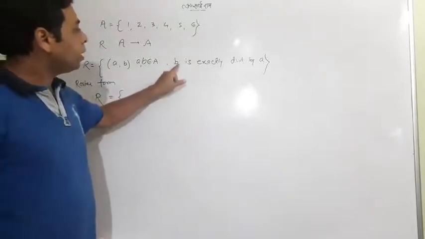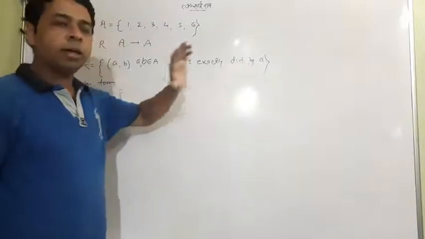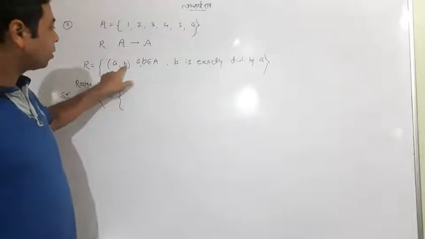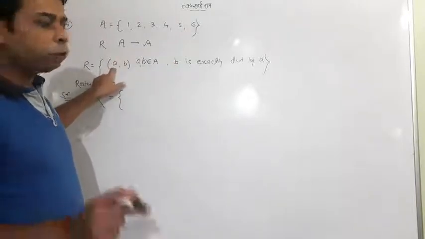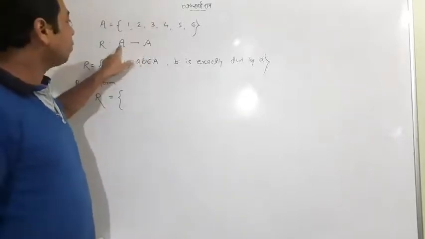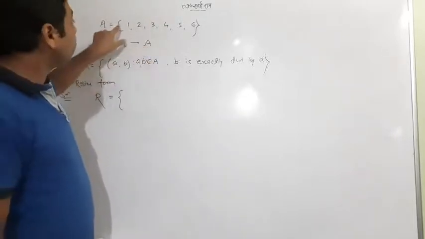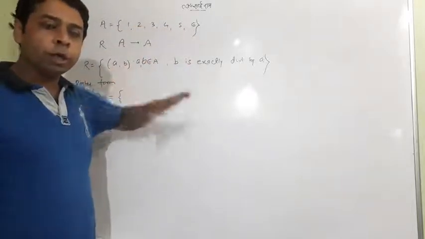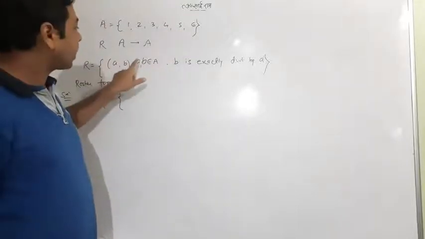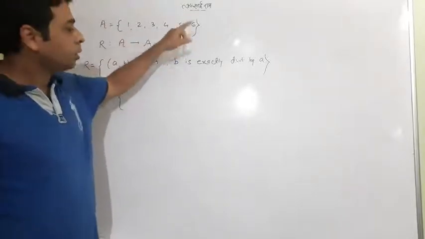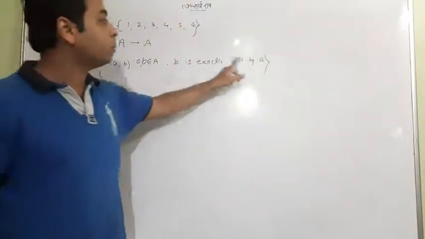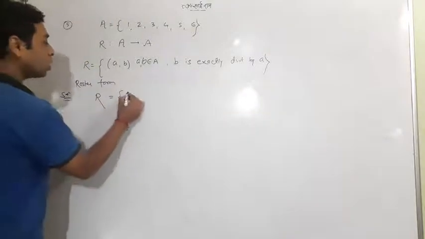Question says B is exactly divisible by A. I again let you know, B is the second element and A is the first element, and one should know A and B both are in A. We don't have a second set. Your relation is from A to A. So all the elements are 1 to 6, it should not go beyond it. First element is A, which is also in capital A. Second element is B, also in capital A. So B is exactly divisible by A, meaning the second element should be divisible by the first element. Okay, so start your writing.